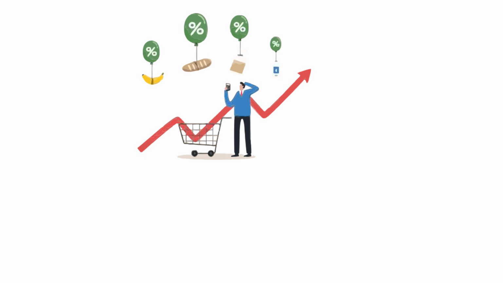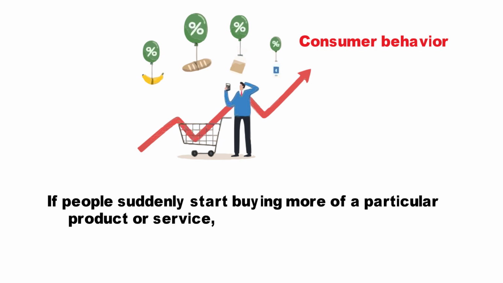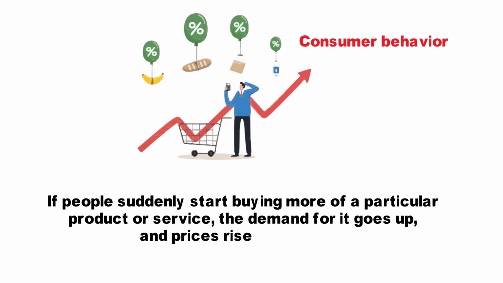Inflation can occur due to changes in consumer behavior. For example, if people suddenly start buying more of a particular product or service, the demand for it goes up and prices rise accordingly. It's important to note that not all inflation is bad.